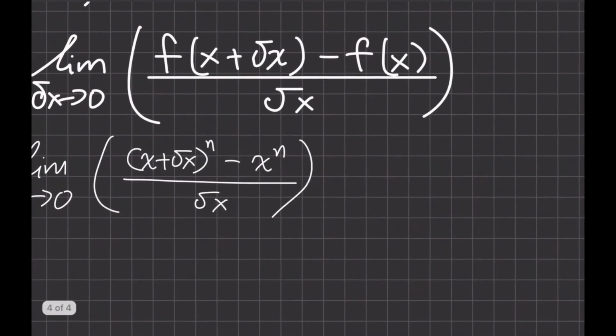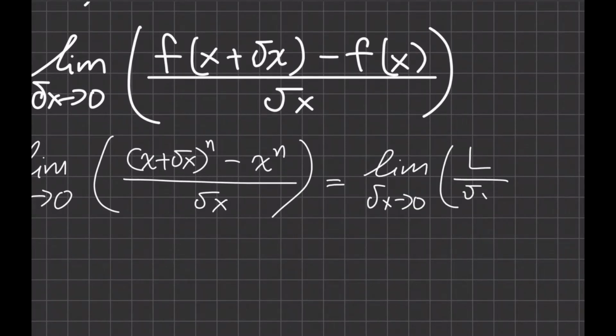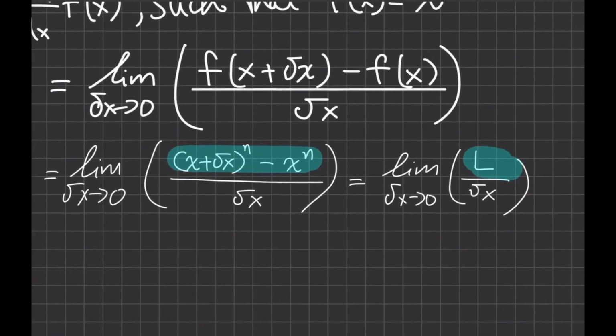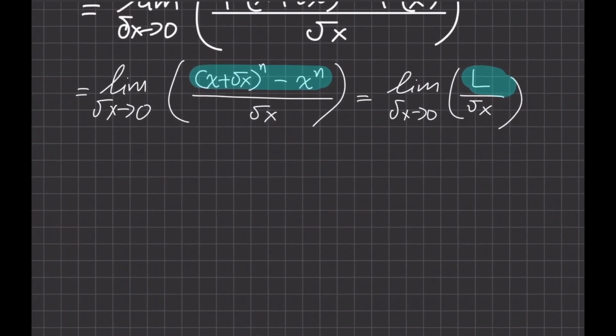Now I'm going to quickly rewrite this as the limit of L over dx. Basically, I've denoted the top part as L. So now we can start evaluating and simplifying the top without having to rewrite the definition of a limit over and over again. So let's do that. We have L, and L is equal to x plus dx to the power of n.